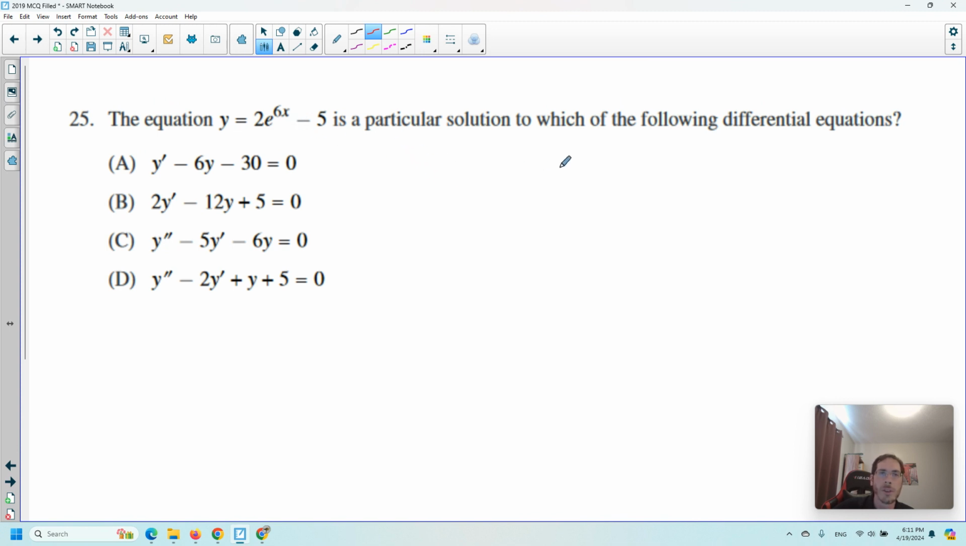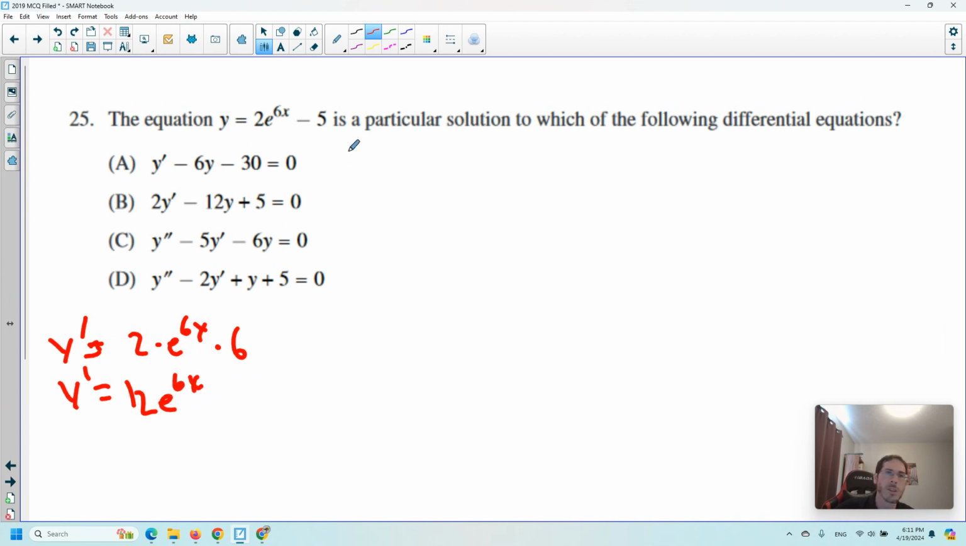So derivative of this. So y prime is equal to 2 times e to the 6x. Derivative of 6x is 6. Minus 5 is nice. Derivative is 0. So y prime is equal to 12 e to the 6x.